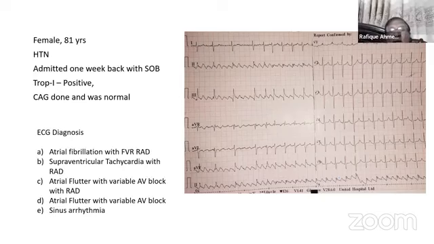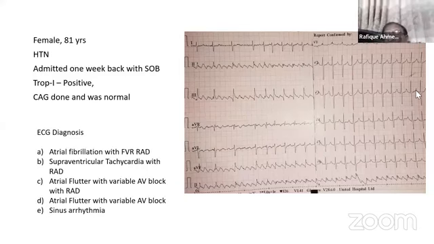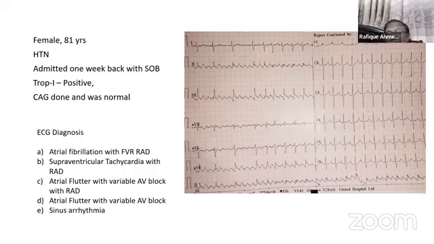Choice number one is correct because it is irregularly irregular, but it is wrong because I can see the waves, which look like a sawtooth in leads 2, 3, AVF. Number B is correct. If I look at the second part of the ECG, the chest leads look regular and I cannot see anything else. So if I had just the chest leads at that point, I can call it a supraventricular tachycardia. Of course, atrial flutter is also supraventricular tachycardia. But if I look at the first part of the ECG, that takes it away. So that goes out.